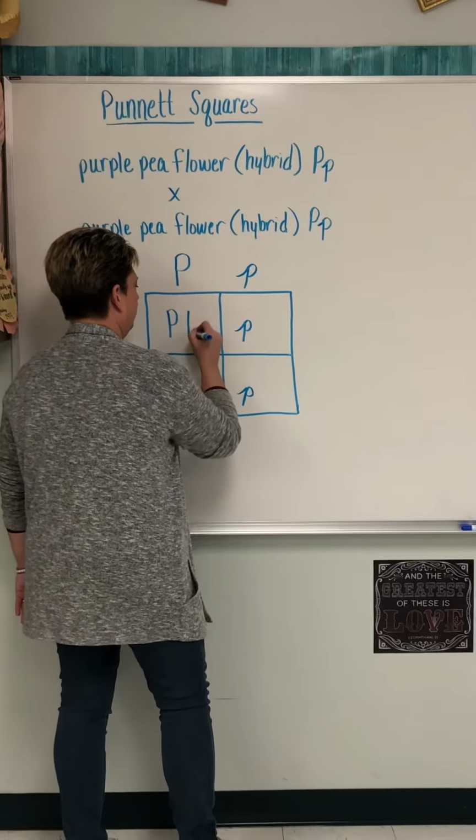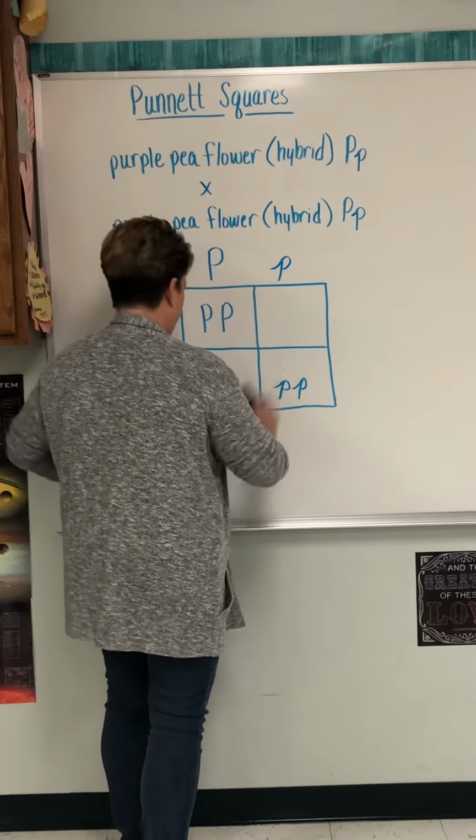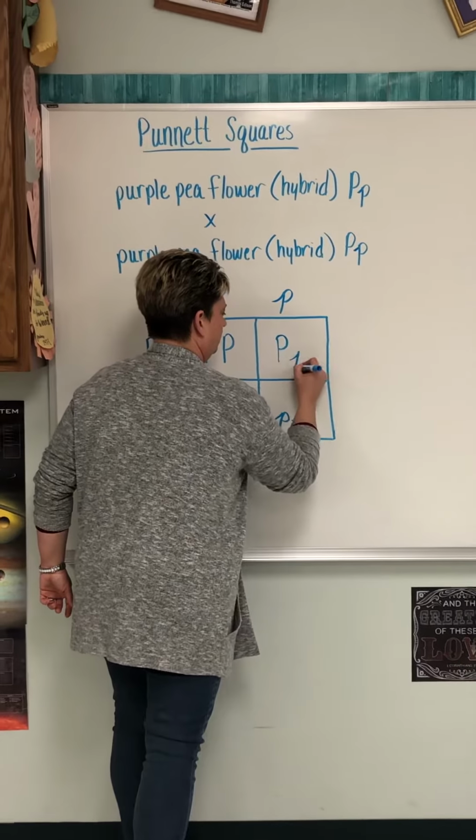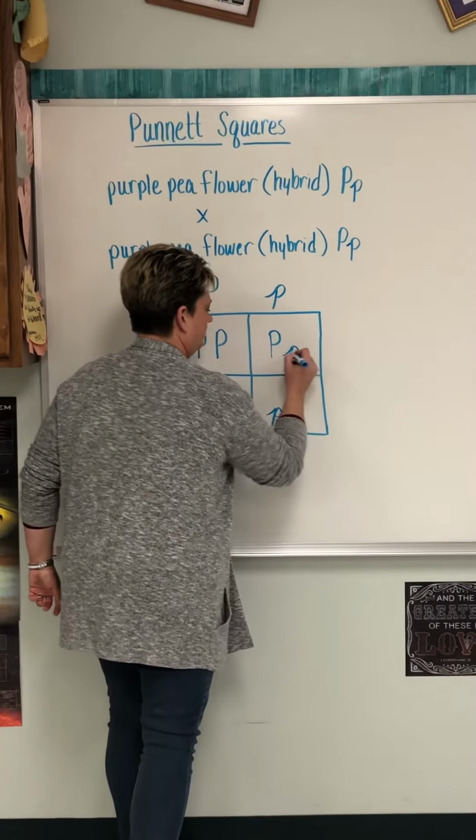Now, you'll notice I went straight across, I put them where they belong. However, you'll notice here, this one has the lowercase first and then the capital. You can write it that way. I typically don't because I always like to write the dominant gene first. So I'm simply going to erase that and reverse the order. And that way they're all identical with one another, okay?